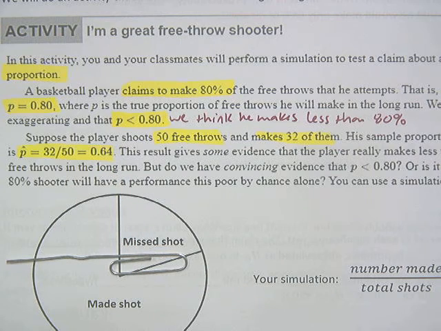Why can we not say right then and there, haha, you just proved it, you're not an 80% shooter because I stood here and watched you and you only made 64%? Why is that not enough evidence that he's lying or exaggerating? Because it's really a small sample size. When we talk about statistics, we can't base things on one little sample. So what we're about to do with the spinner activity is we're going to simulate so that he doesn't have to sit there and shoot 50 free throws over and over and over again. We're going to simulate that with this spinner.